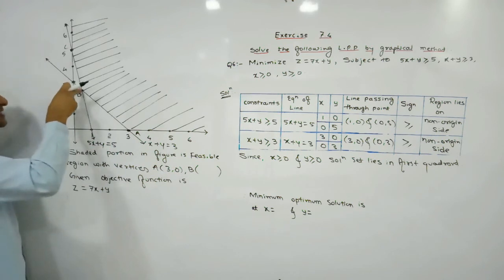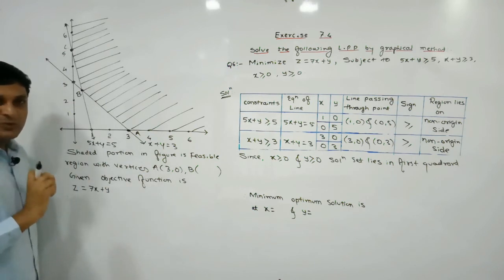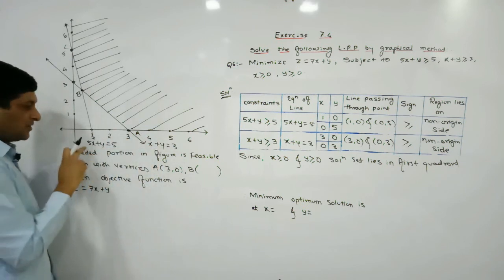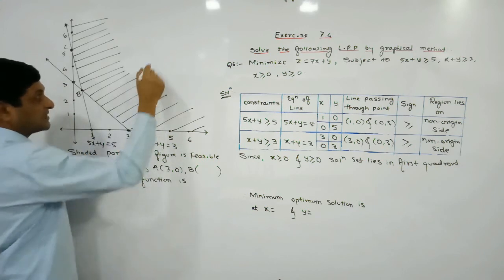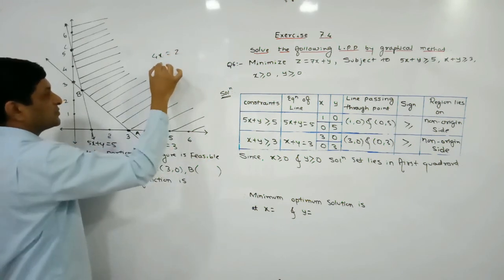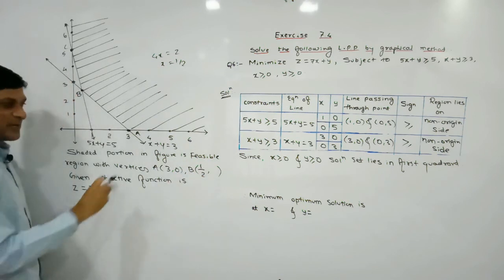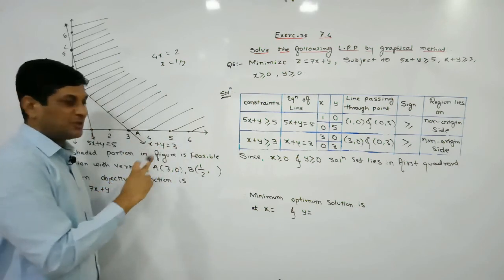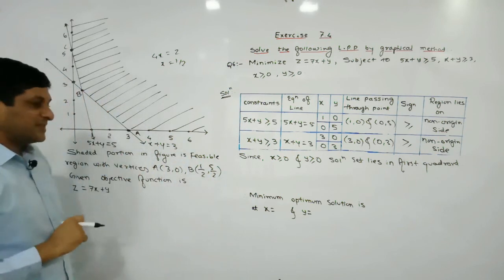Here B is the point of intersection of these two lines. To find the coordinates of point B, we have to solve these two equations simultaneously. Here we can observe that the coefficients of y are the same. If we take the difference of these two equations, the term of y will get cancelled. 5x minus x will be 4x, and on this side 5 minus 3 will be 2. So x will be equal to 1 by 2. If we substitute x equals 1 by 2, then 1 by 2 on this side becomes minus 1 by 2, and 3 minus 1 by 2 will be 5 by 2. So the y coordinate is also known to us.